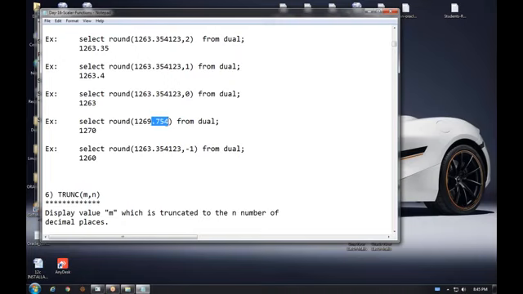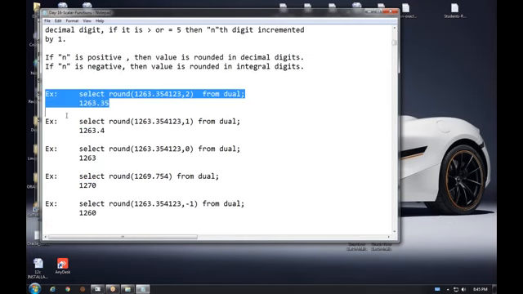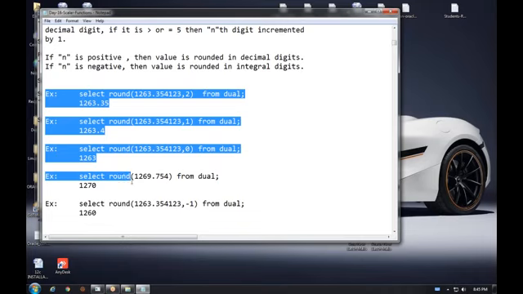Before displaying the value with 0 decimal places, it will verify the first decimal place. Is it greater than 5? Yes. Then increment the last digit of the result by 1. What is the last digit? 9 plus 1, 10. Then it becomes 1270. This is the rounding of the decimal part.